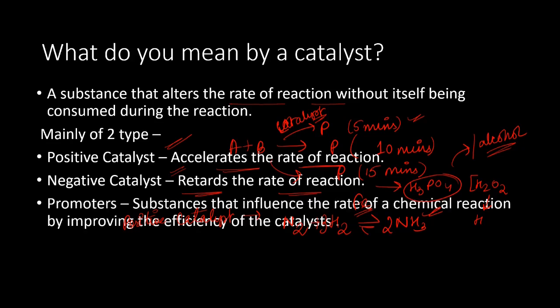Last is promoter. Substances that influence the rate of a chemical reaction by improving the efficiency of the catalyst. Now, a catalyst also needs to get influenced at times. In that case, we need a promoter. A common example of a promoter is molybdenum. In the same Haber's process reaction I have shown, the promoter is molybdenum metal. Okay, that's it. One example and definition is enough.